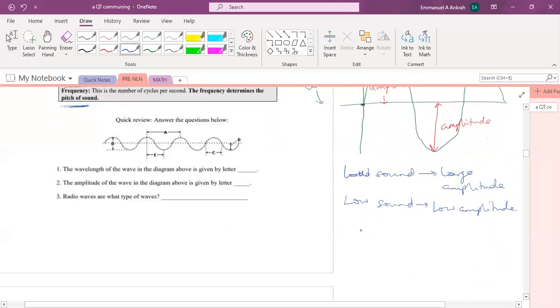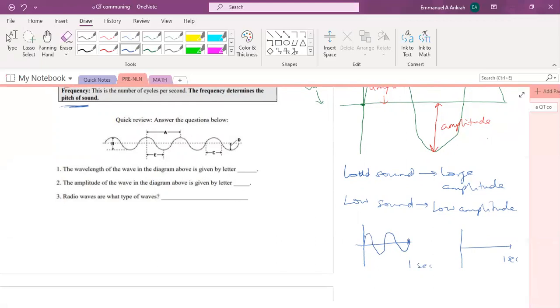If I take two diagrams like this, let's say if from here to there is a 1 second interval, I'm going to draw another one for another 1 second interval. If I have 2 cycles per second, that'll be the frequency here, 2 complete cycles per second. And let's draw another one where we have 1, 2, 3, 4, 5, 6. So I have 6 complete cycles.